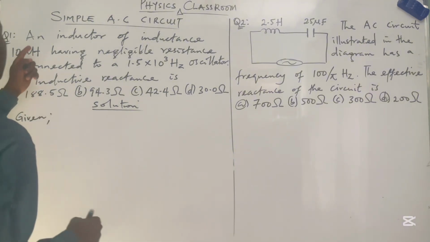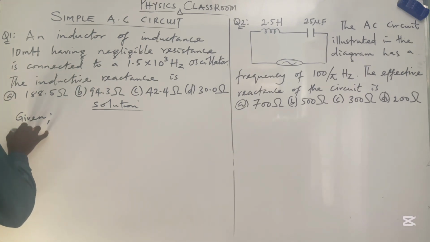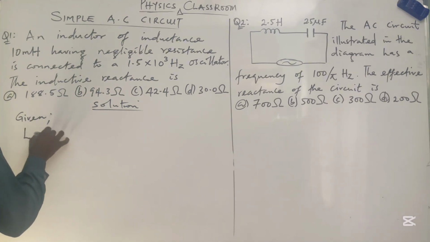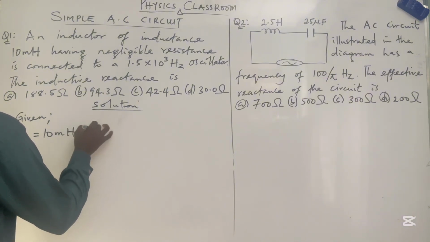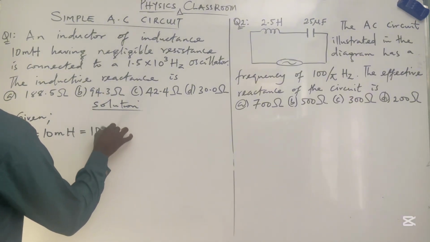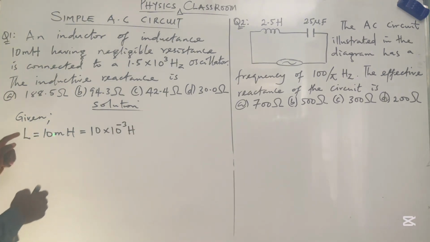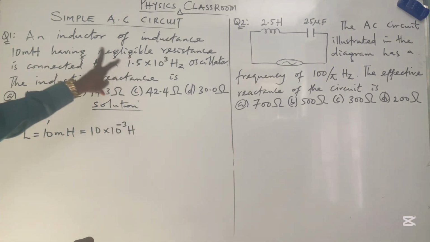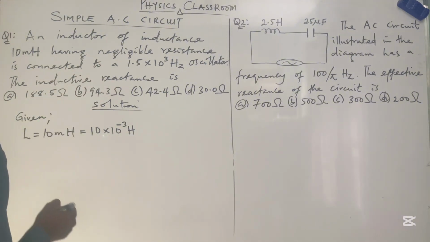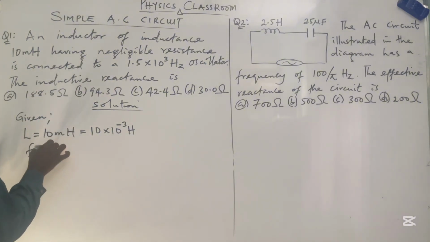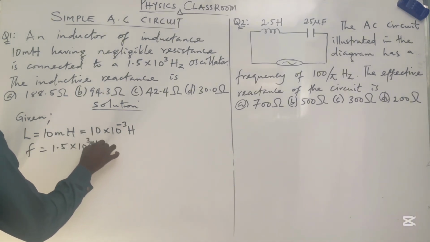So looking at the question, they said an inductor of inductance 10 millihenry. So inductance L is equal to 10 millihenry, which you convert to Henry, and that will be 10 times 10 raised to the power of minus 3 Henry. That's the first parameter. Having negligible resistance is connected to a 1.5 times 10 raised to the power of 3 hertz. That's the frequency.